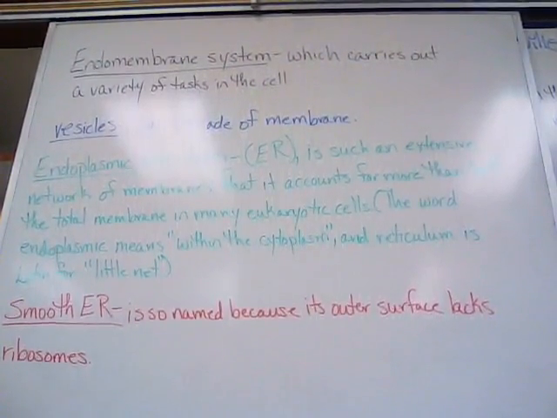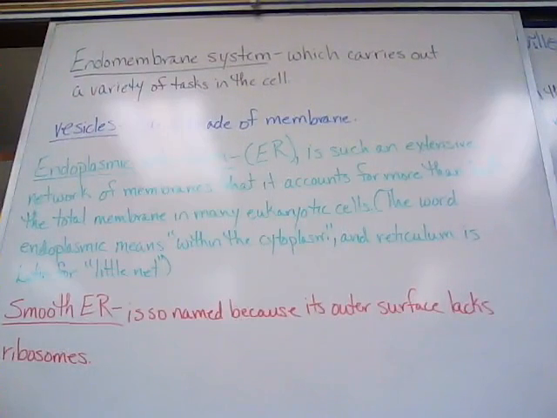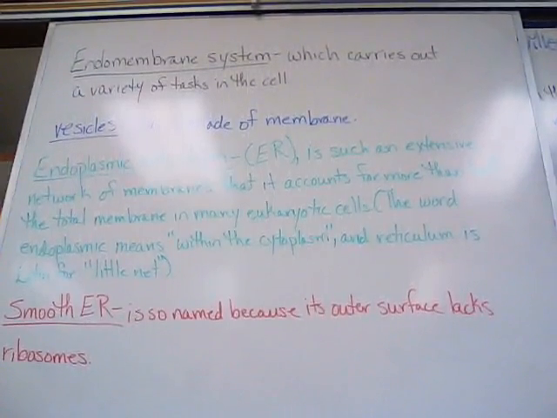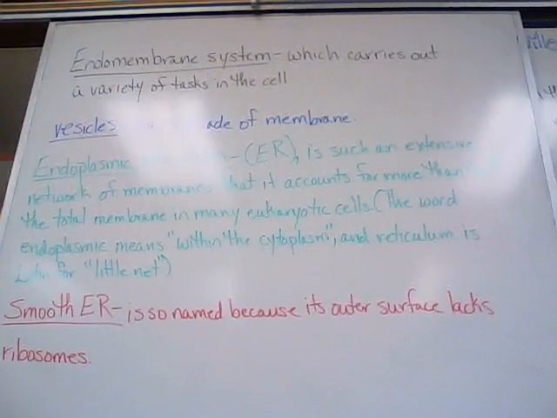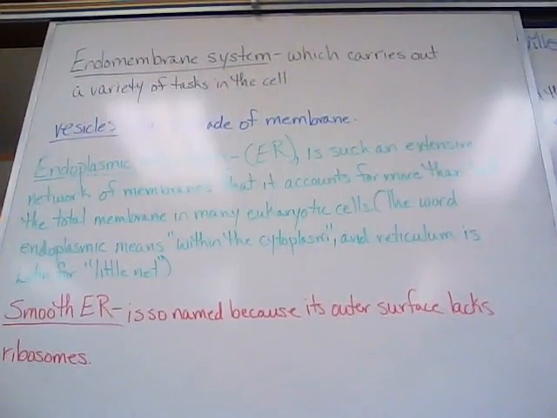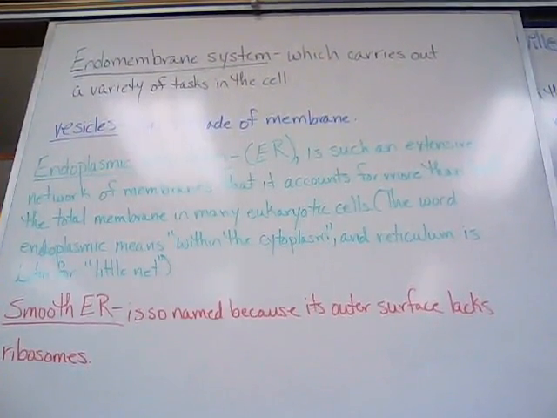The endoplasmic reticulum is such an extensive network of membranes that it accounts for more than half the total membrane in many eukaryotic cells. The word endoplasmic means within the cytoplasm, and reticulum is Latin for little net. The ER consists of a network of membranous tubules and sacs called cisternae, from the Latin cisterna, a reservoir for a liquid.